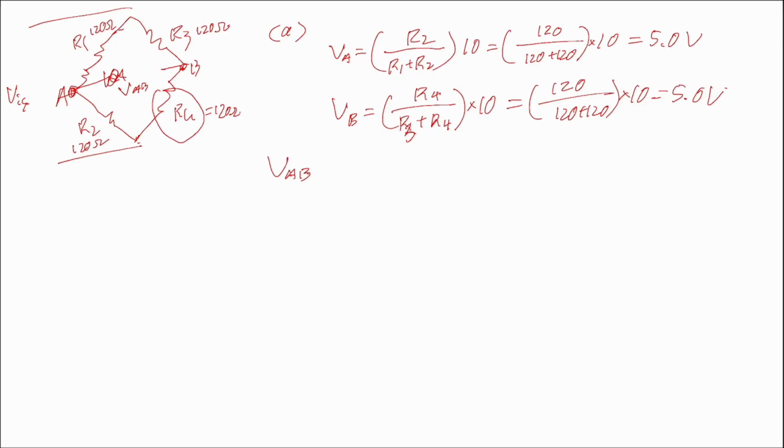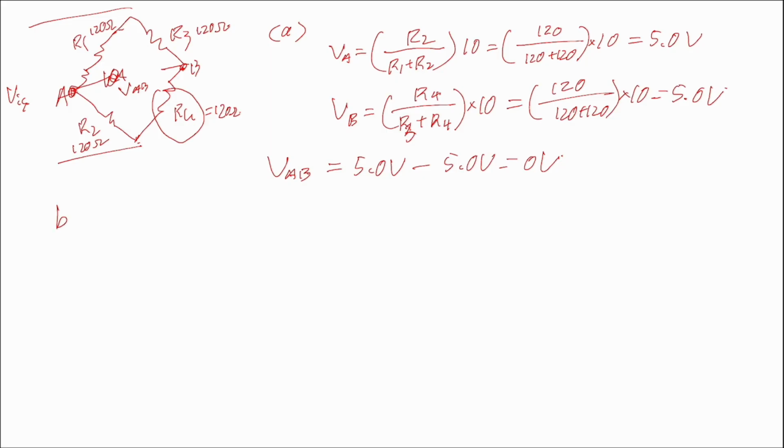So we call V_A minus V_B, some people call it the differential output voltage. So this is the voltage of A minus the voltage of B. So this is 5.0 volt minus 5.0 volt and equal to 0 volt. So when there's no force changing the resistance of R4, you will get 0 volt.